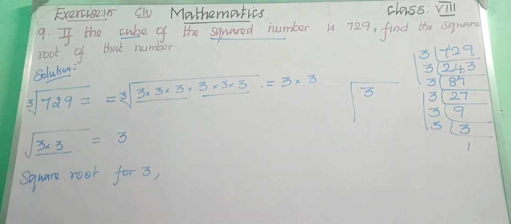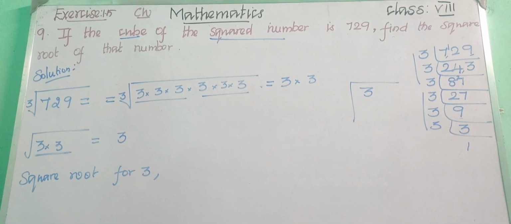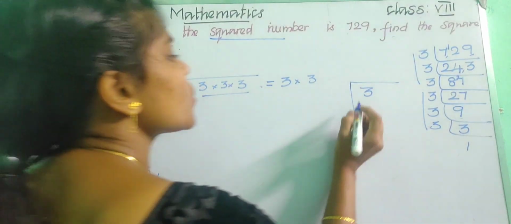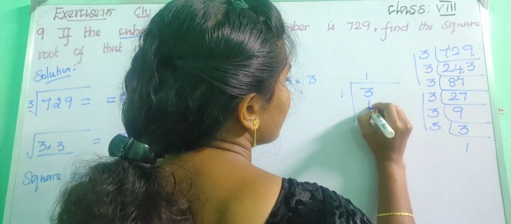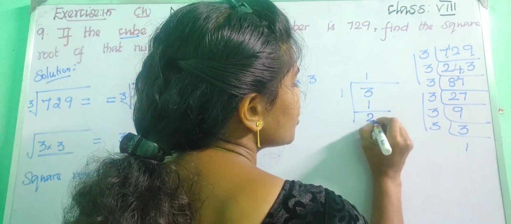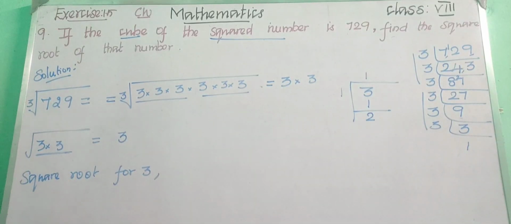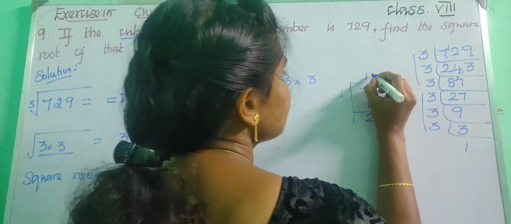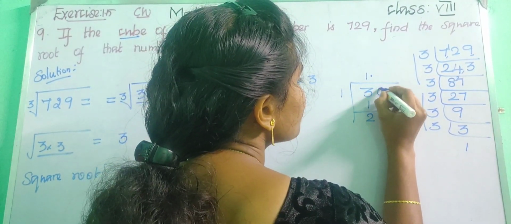Now say the squares. 1 is 1. 2 2s are 4. 4 will be greater than this 3, so we put 1. 1 is 1. Now subtract, 3 minus 1 is 2. Children, can we continue this? No, right? So let us put a point in the quotient and we can put 2 zeros.